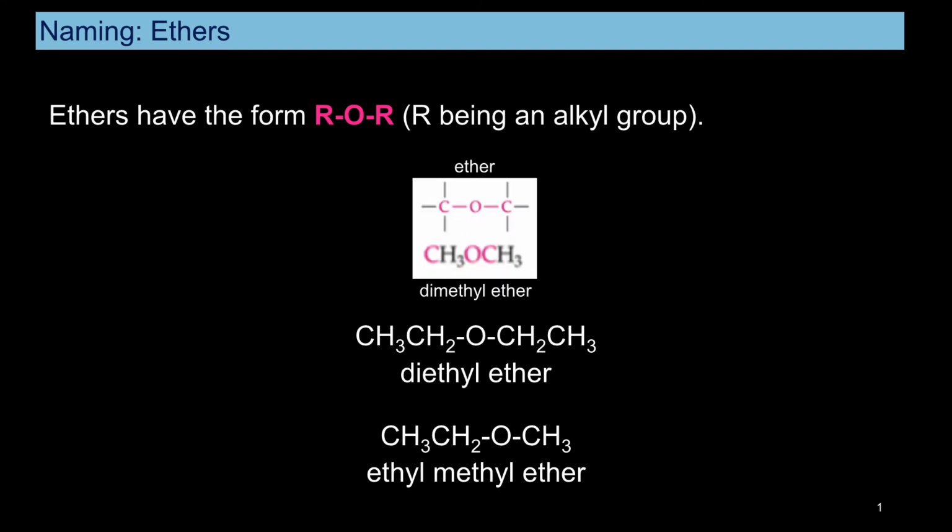The second has an ethyl group on both sides of the oxygen. It is called diethyl ether. The third has an ethyl on one side and a methyl on the other side of the oxygen. It is called ethyl-methyl ether. Ethyl comes before methyl because you alphabetize the functional groups by name, not by Greek prefix.